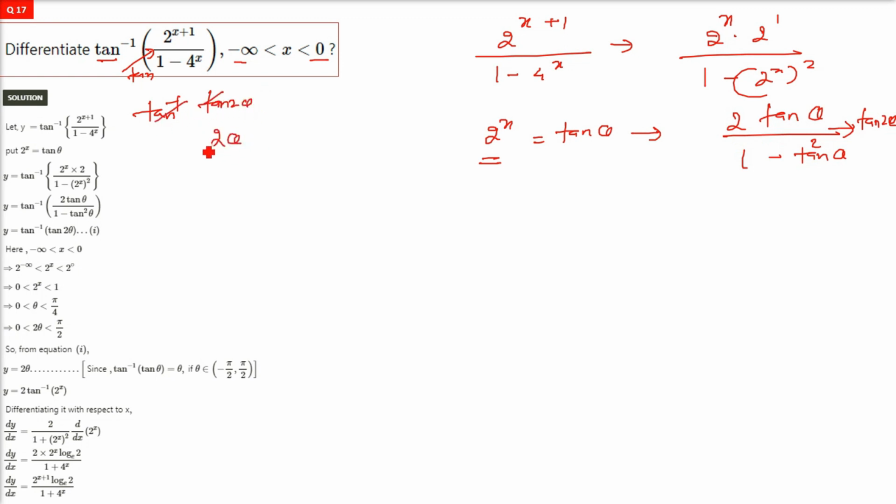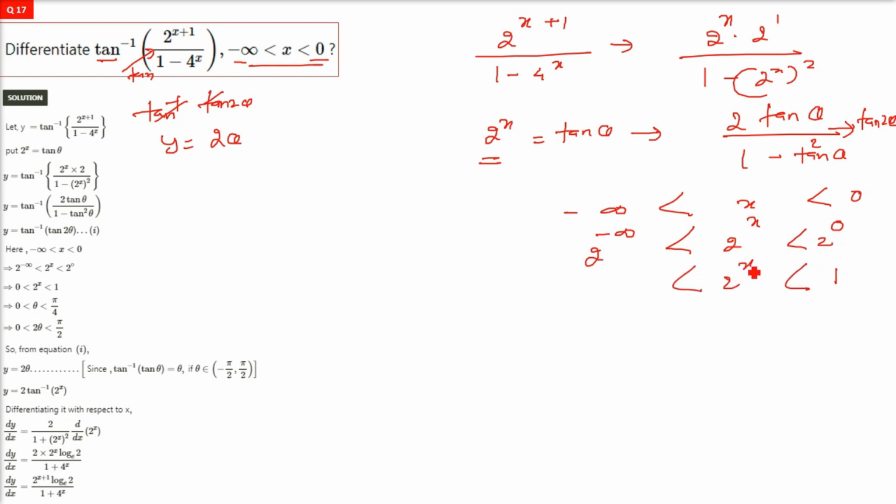So if you want to cancel, 2 theta has to be differentiated. Theta is simply tan inverse 2 raised to x. But whether it is in the range or not, that we have to check. So x is between negative infinity and 0. Now let us take all the values to the power of 2. So 2 to the power minus infinity, 2 to the power x, and 2 to the power 0. 2 to the power of 0 is 1. And 2 to the power x is actually tan theta, because we have assumed tan theta to be 2 to the power x.